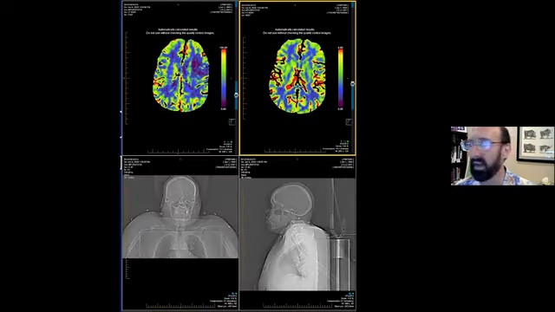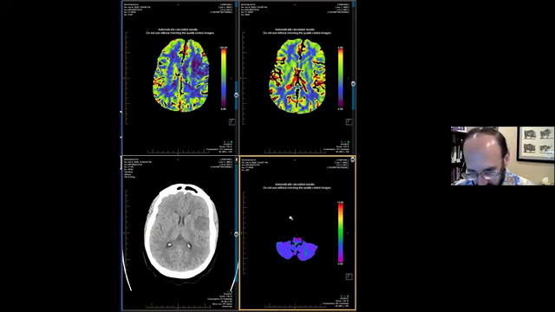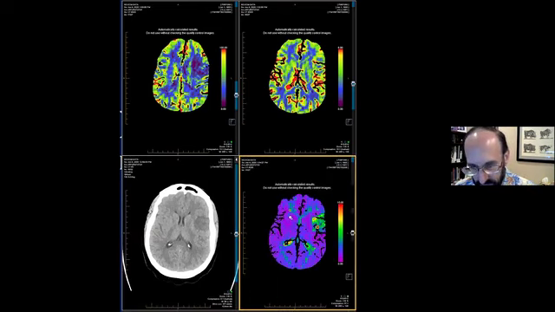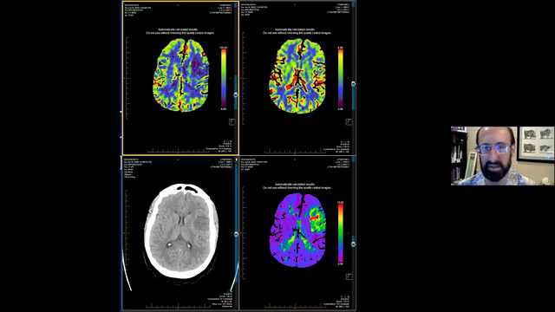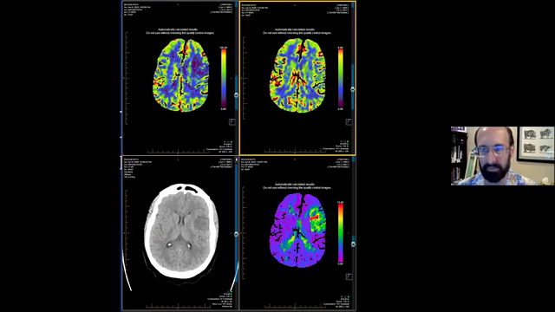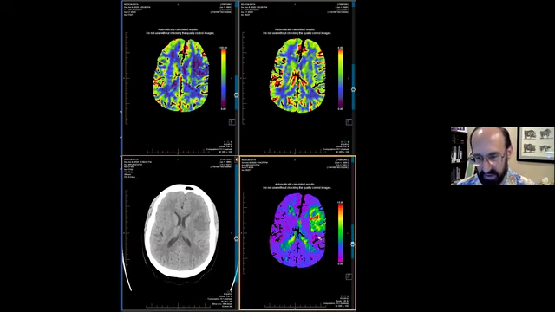2x2. Okay. Let me go back and show the initial CT. And then I want to show the Tmax, which I hope is this one. Okay. So this is the cerebral blood flow. This is the cerebral blood volume. This is the CT, obviously without contrast. This is the Tmax. And we do use rapid analysis.